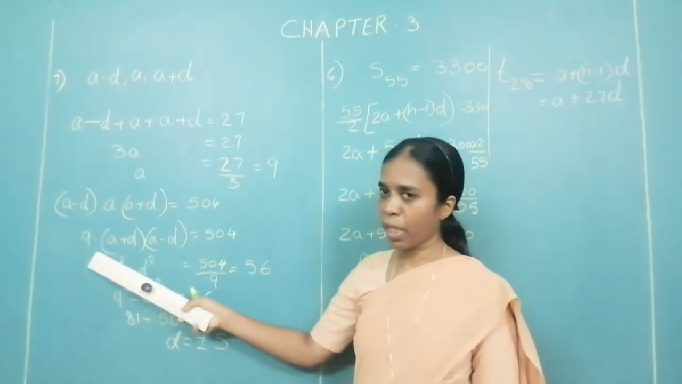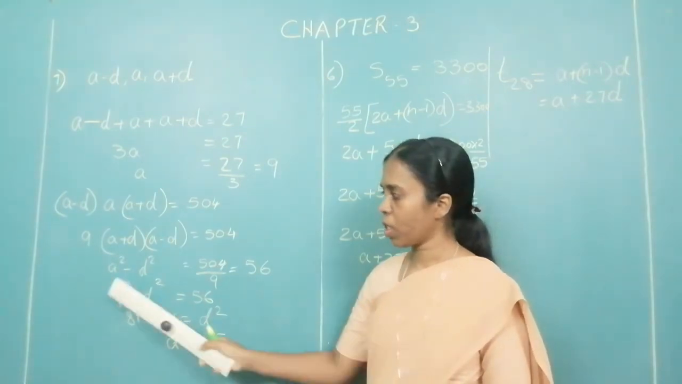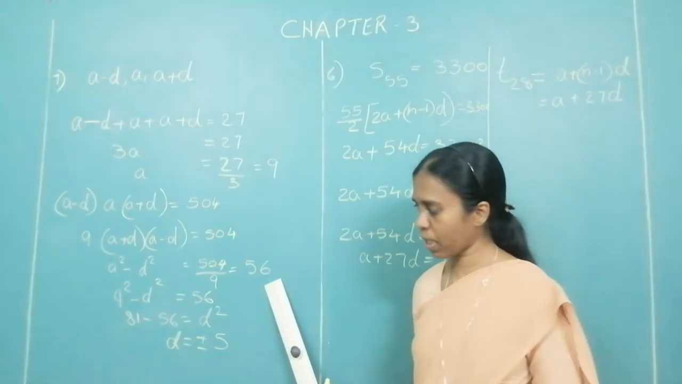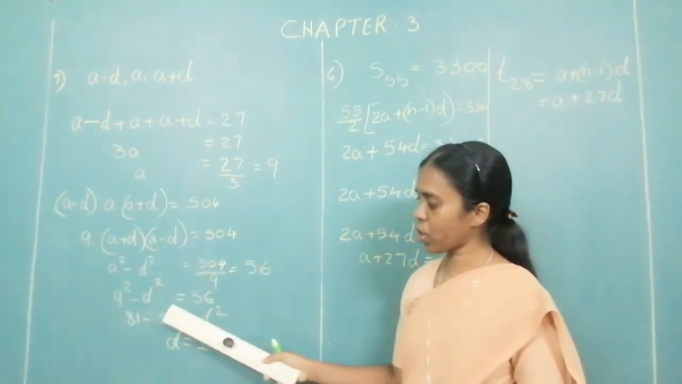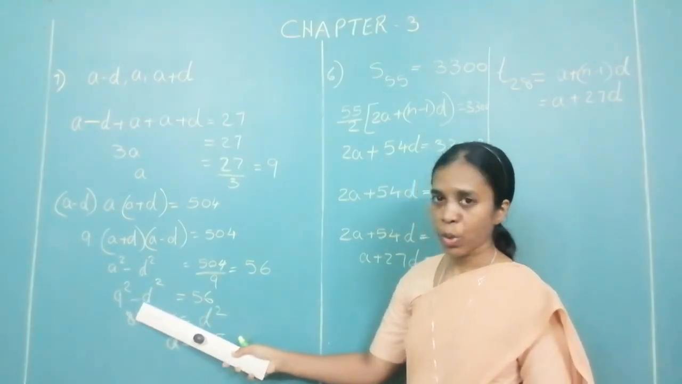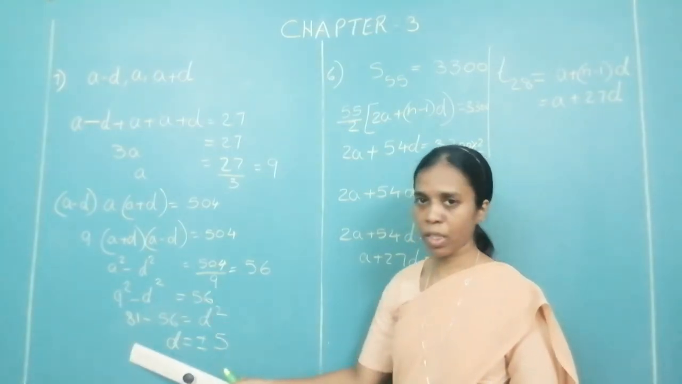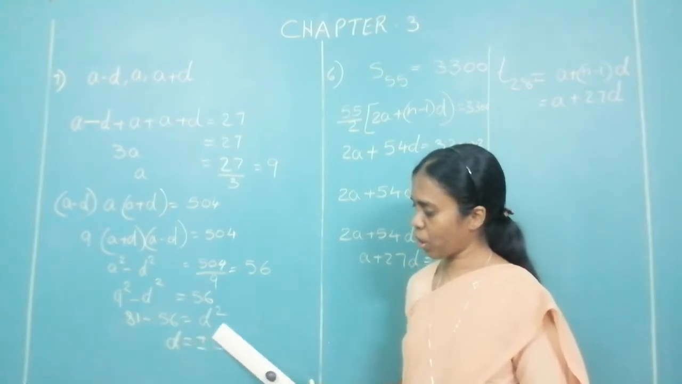The 9 which is multiplied over here is taken on the other side, and it will become the denominator. So a square minus d square, cancel it, you will get 56. What is your a? 9. So 9 square minus d square is equal to 56. Now this minus d square, bring it on the other side of the equation, it becomes d square, and 56 take it to the other side. So 9 square is 81 minus 56 is equal to d square.